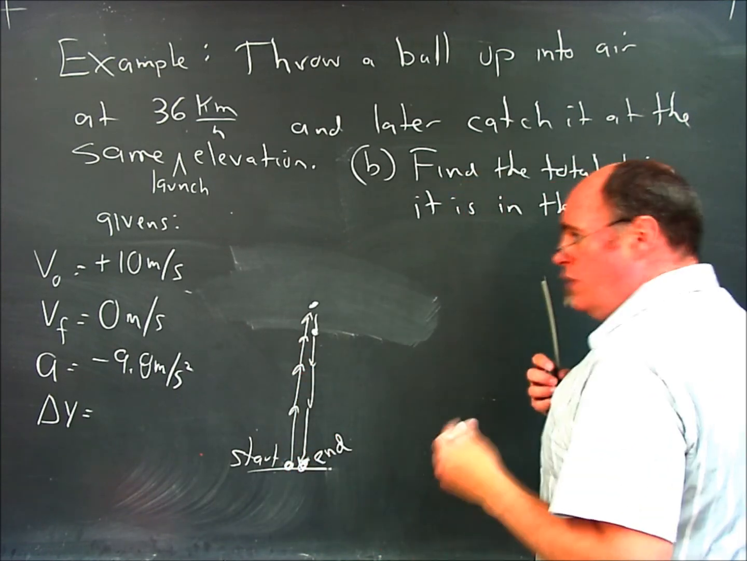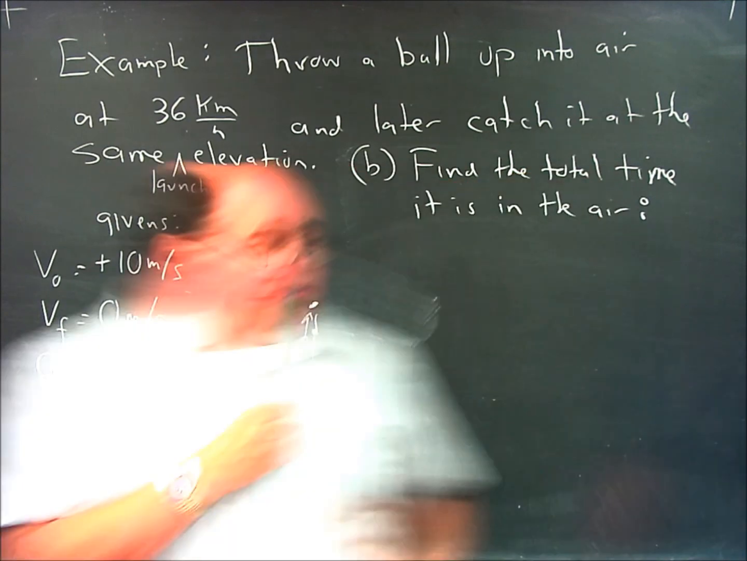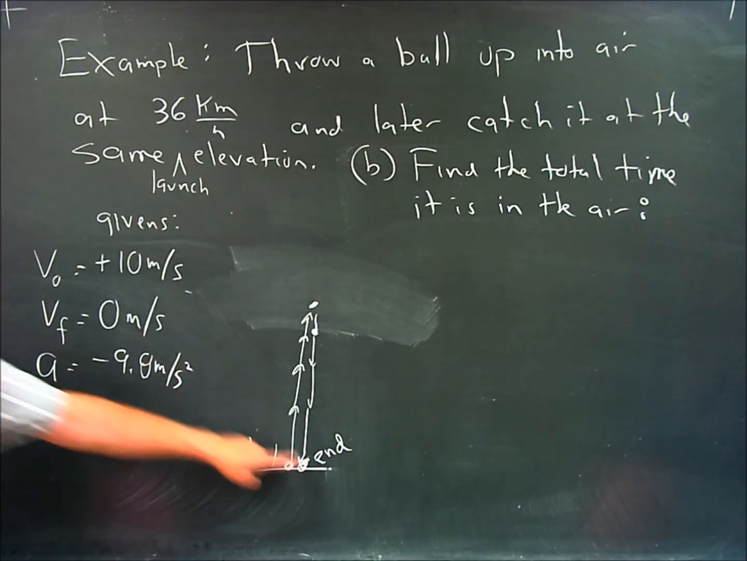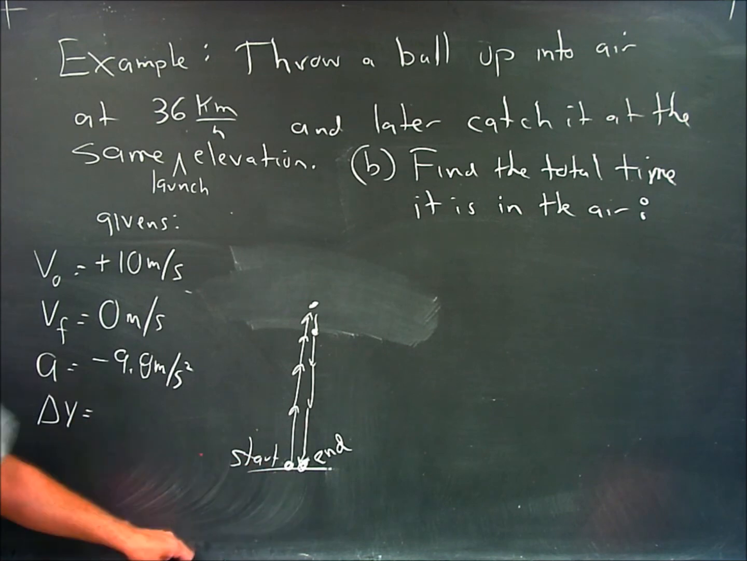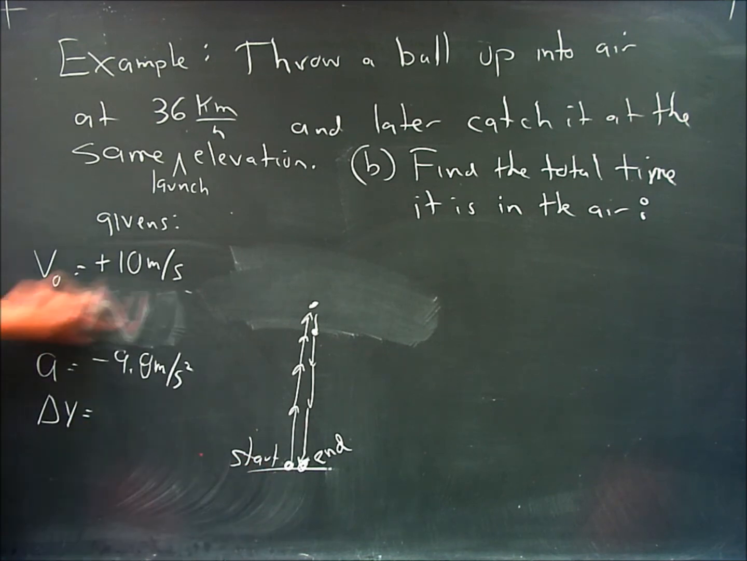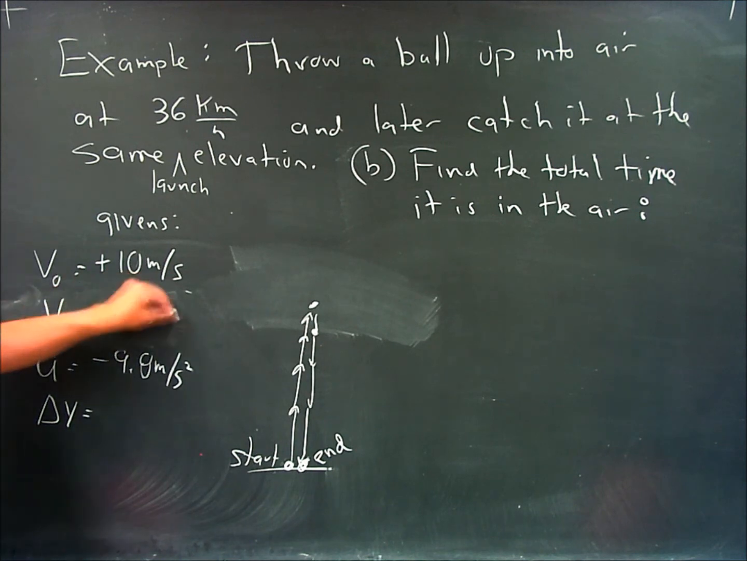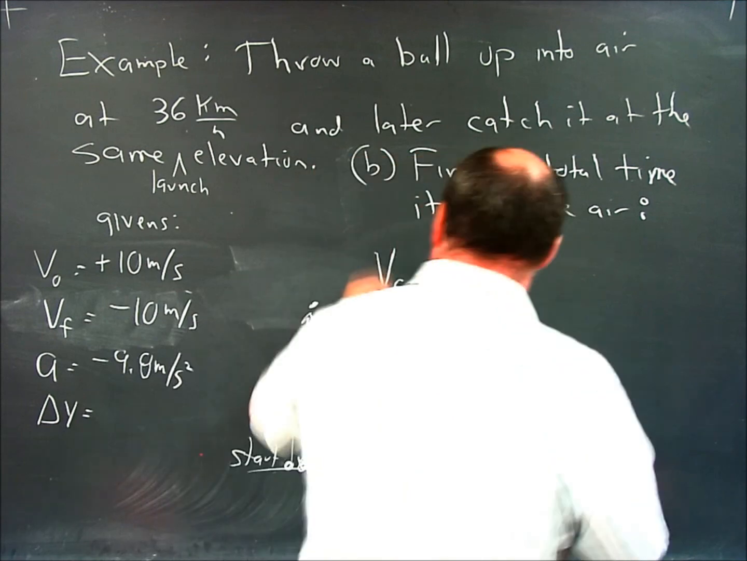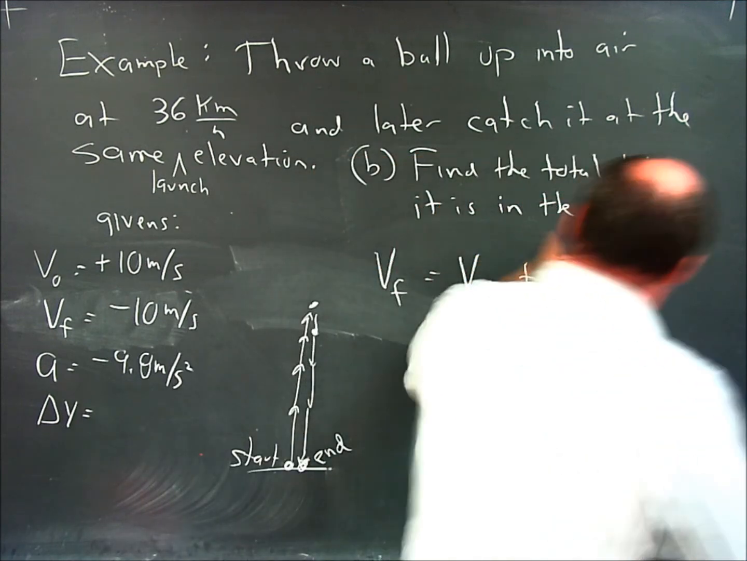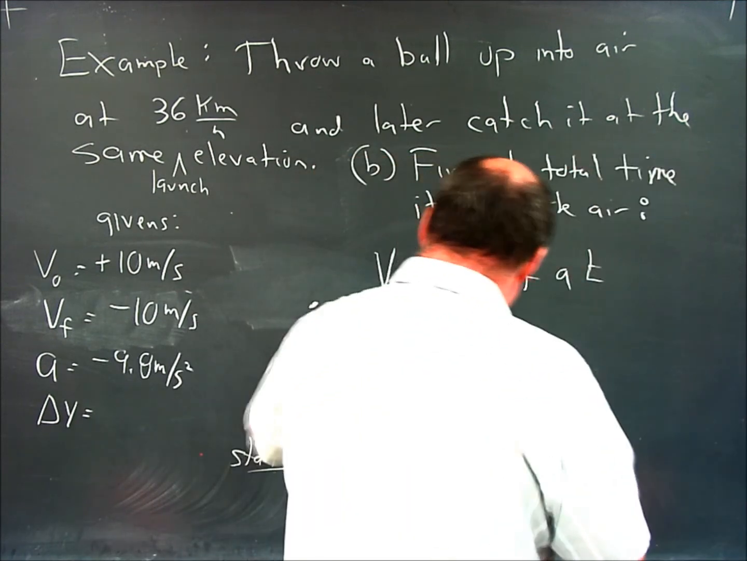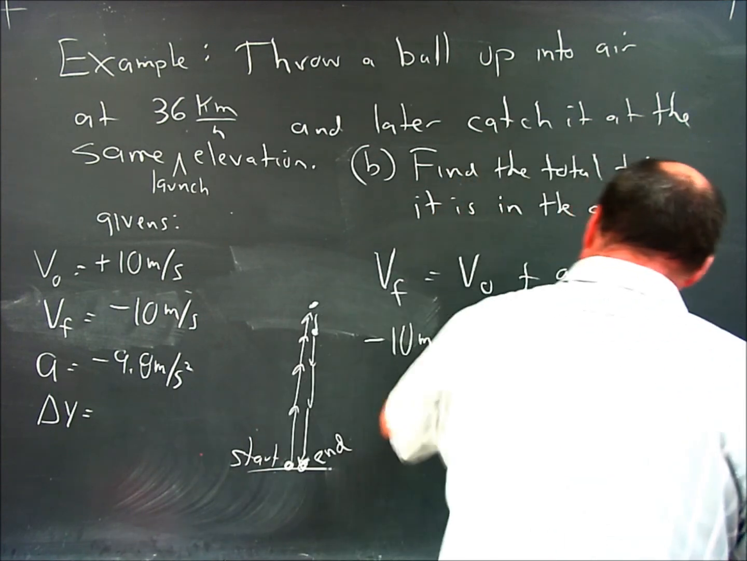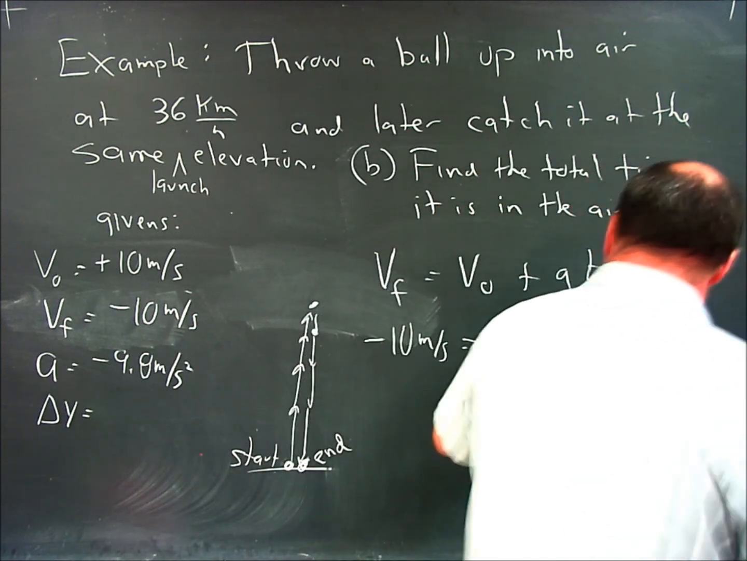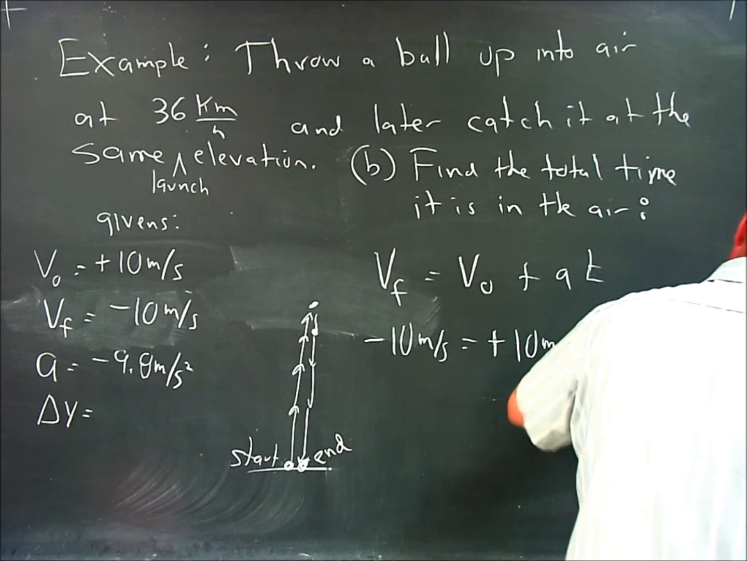Okay, so what do I do? In this particular case, that will change one of these givens. Because I moved the word end from up here to down here, end will become this. V final would be negative 10 meters per second, because it's going to be symmetrical. So I'll use this formula: V final equals V initial plus AT. I'll say negative 10 meters per second equals a positive 10 meters per second plus a negative 9.8 times T.